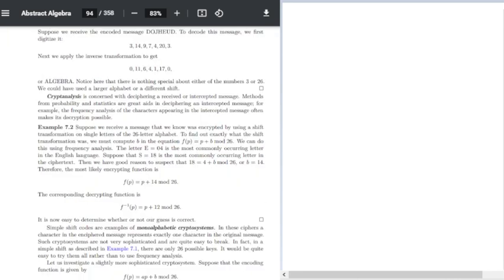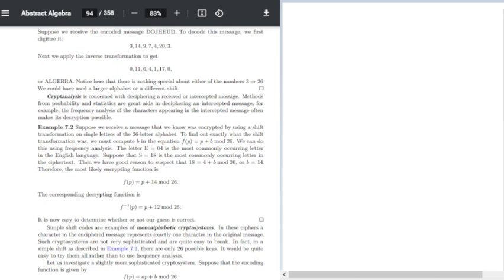Cryptanalysis is concerned with deciphering a received or intercepted message. Methods from probability and statistics are great aids in deciphering an encrypted message. For example, the frequency analysis of the characters appearing in the intercepted message often makes its decryption possible.